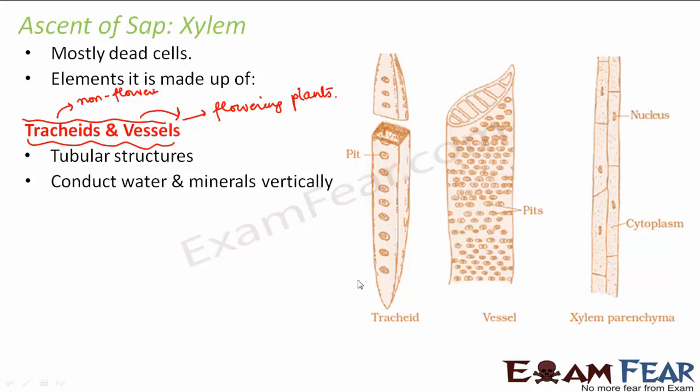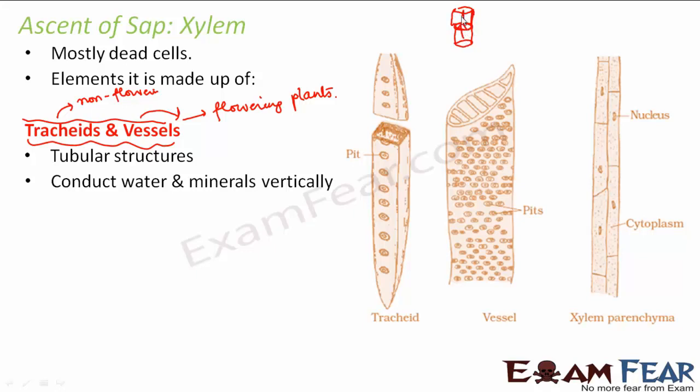Right? Now, how do the tracheids conduct? The tracheids conduct water or minerals through the pits. So through the pits, one tracheid conducts to the other tracheid, and that is how it gets conducted. Now, how do the vessels conduct? The vessels are placed end to end without cross walls. Let us suppose these are the tube-like structures or vessels. Now, two vessels are placed end to end without any cross walls.